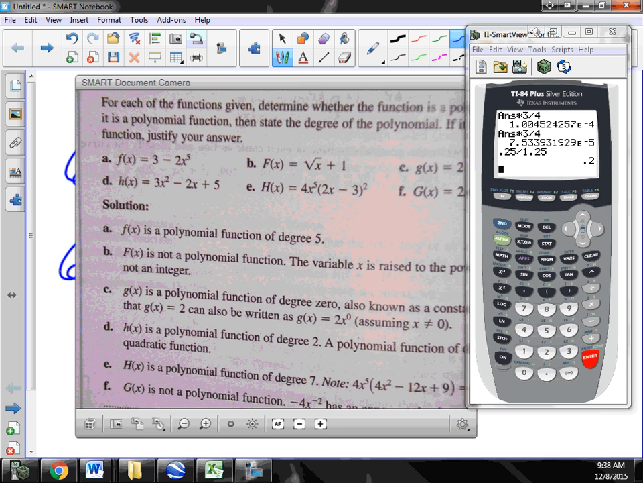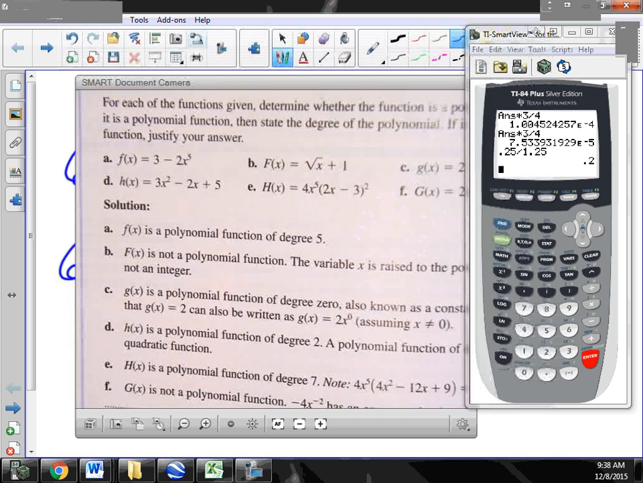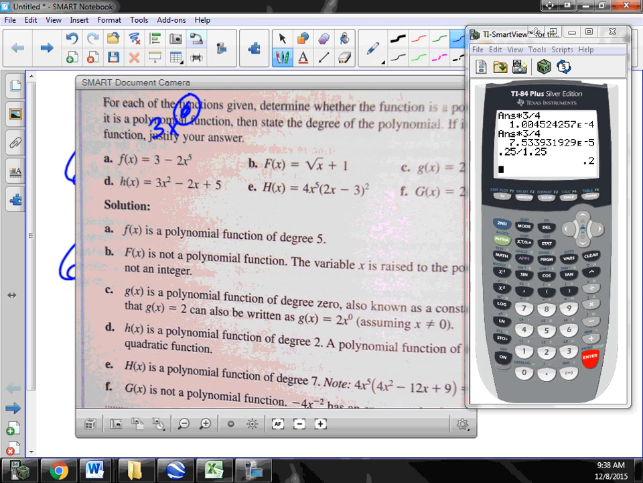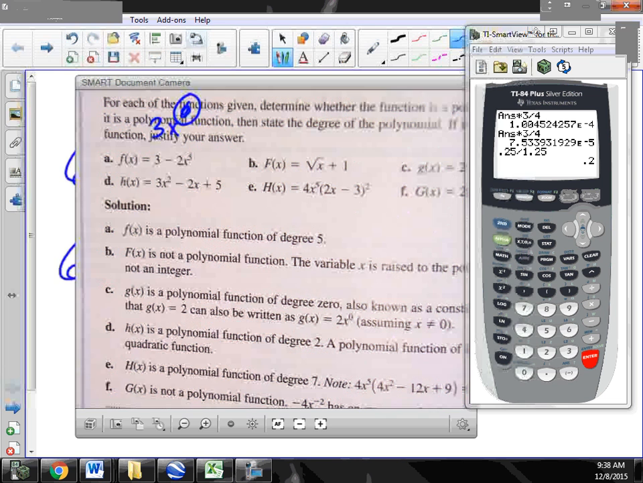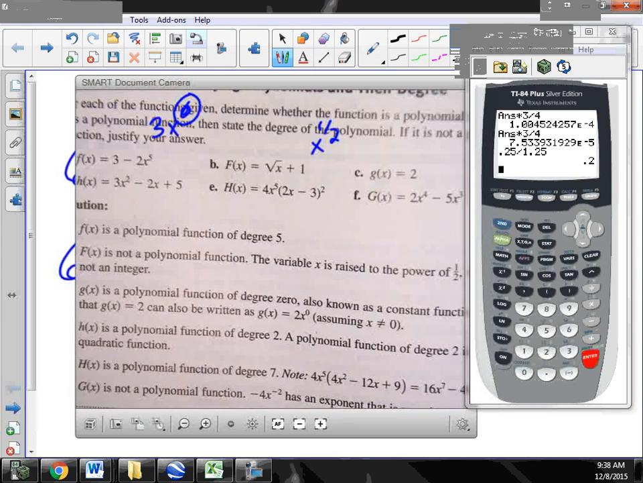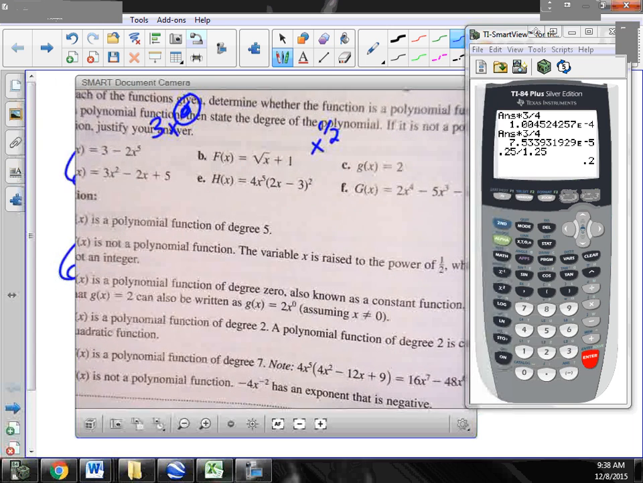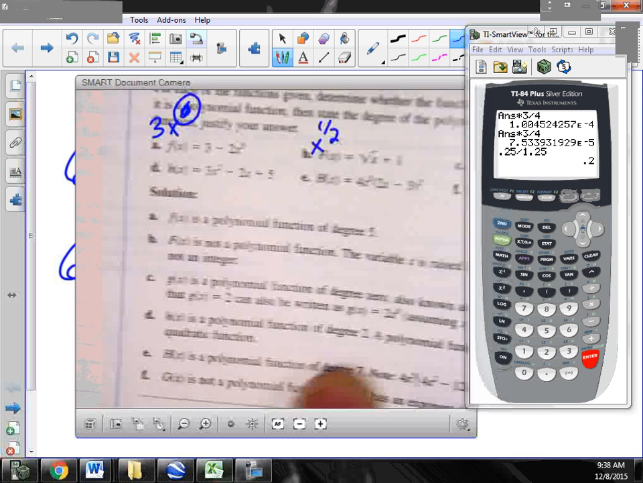Okay, is A a polynomial? Yes. And 3 is actually 3x to the 0, and 0 is a whole number, so that's okay. What about B? No, square root of x is actually x to the 1/2, so that's not a polynomial. Okay, what about C? Is that a polynomial? Yeah. 2x to the 0.